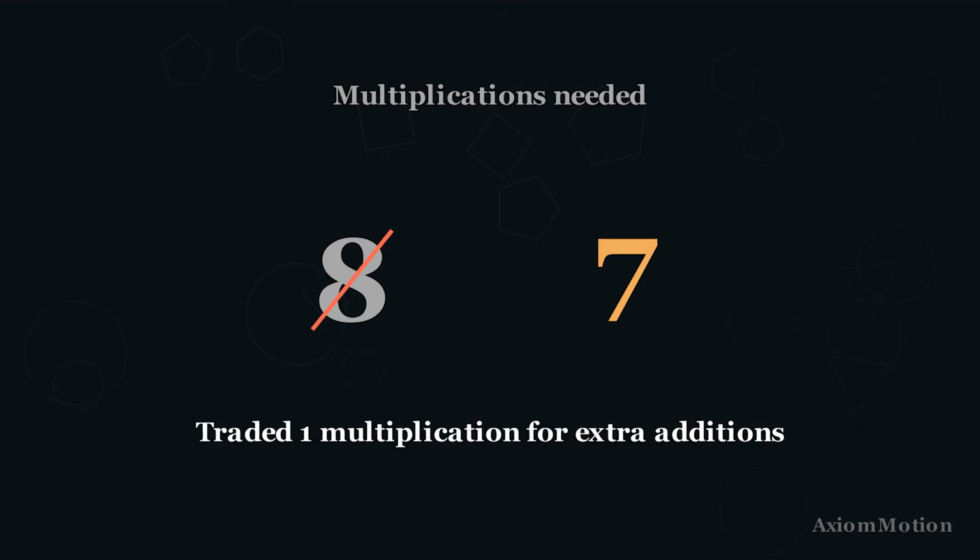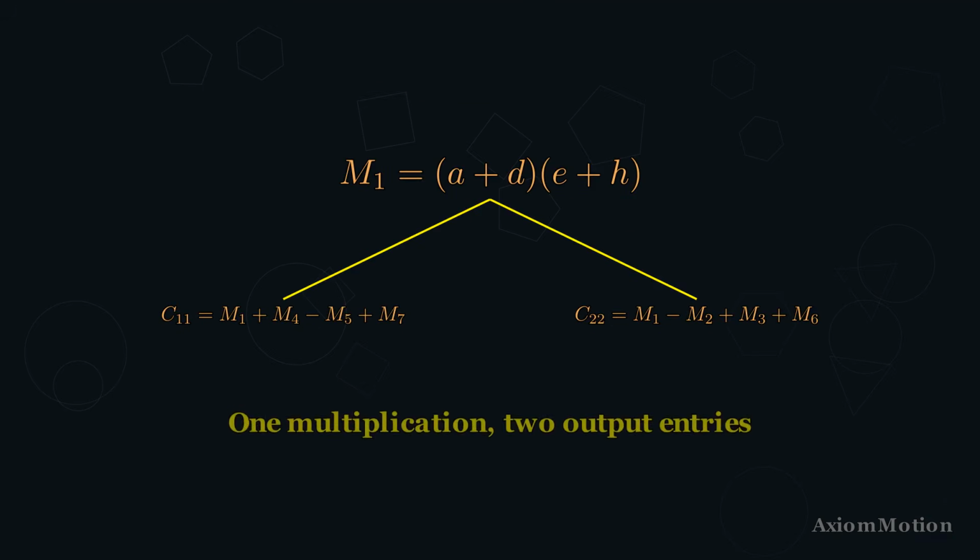We traded 1 multiplication for several extra additions. But additions are cheap. Multiplications are expensive, and that single saved multiplication changes everything. Look at M1 again, the quantity A plus D times E plus H. This single product contributes to both diagonal entries of the result. Strassen found combinations that do double duty, covering multiple output entries with a single multiplication.